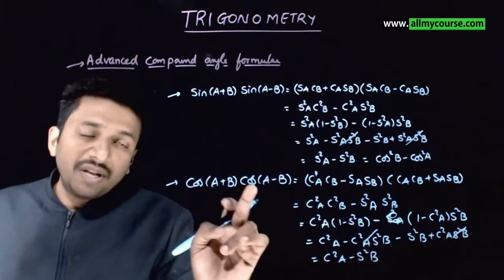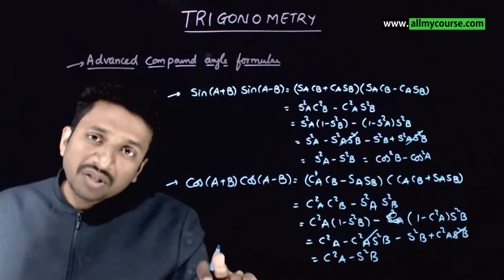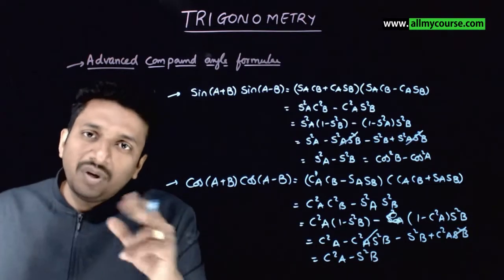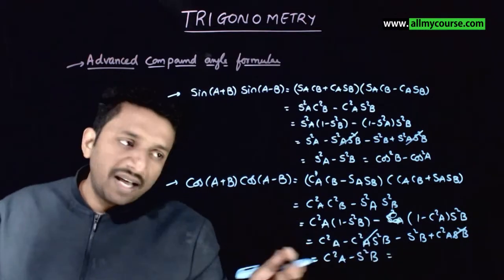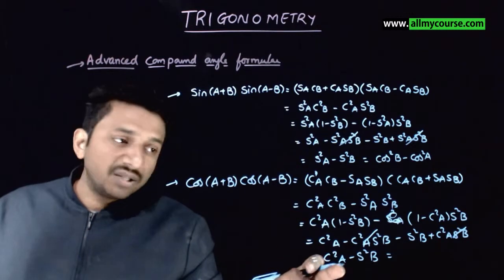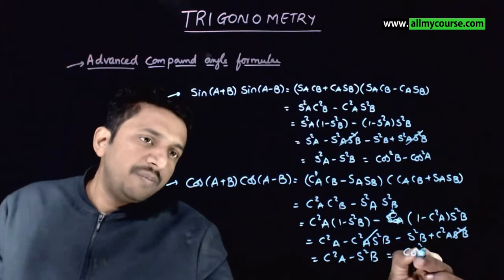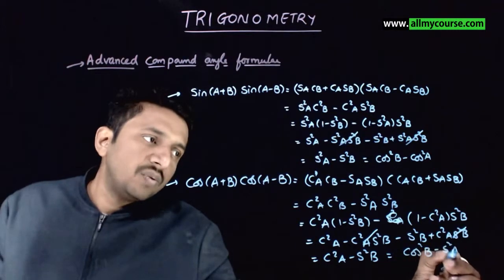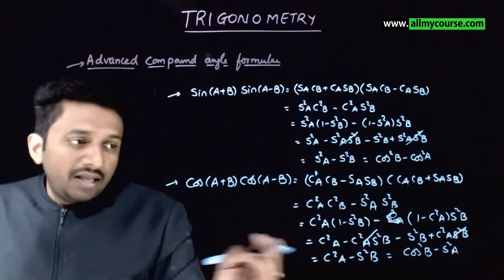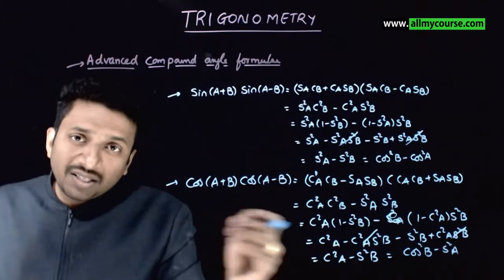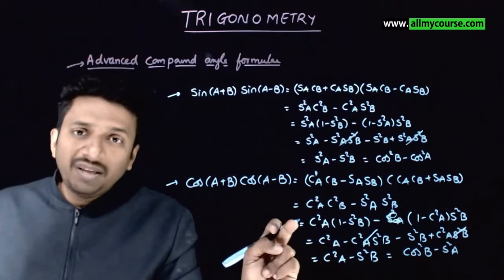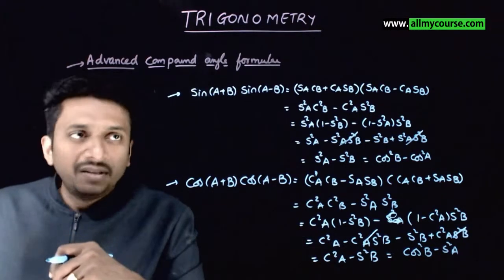So if you have cos A plus B into cos A minus B, you have cos square A minus sin square B. You have two different ratios. This can also be written as, if you write this as 1 minus sin square A and 1 minus cos square B, cos square B minus sin square A. It can be equal to cos square A minus sin square B or cos square B minus sin square A.